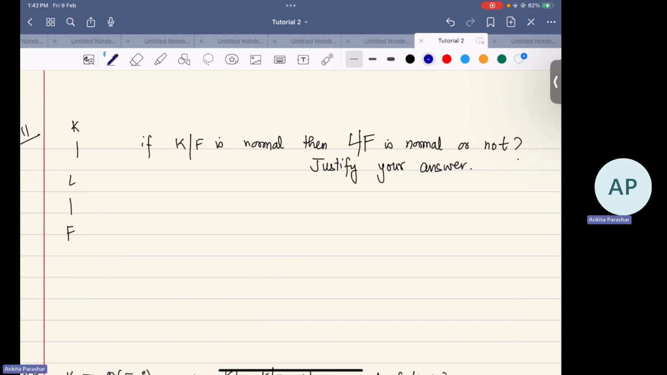What is the question, first of all? K over L over F is a tower of fields, and K over F is normal. This is given to us. Can we say L over F is normal or not? Think for a minute and try to see whether it is normal or not.